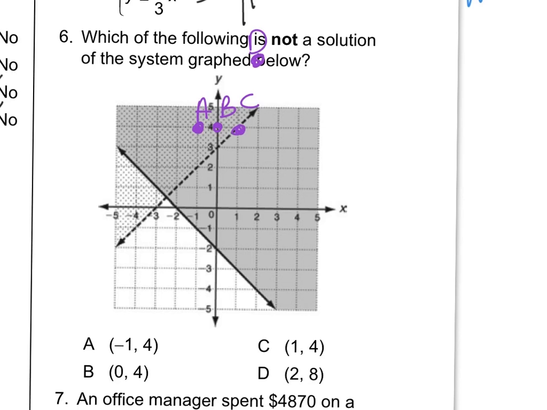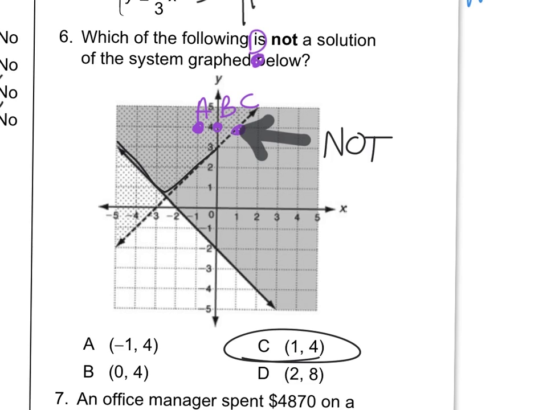We can assume that D, though, looks like it's going to fall in this double shaded area at the top here. So the question is, between A, B, C, and D, which one is not a solution? And C, right here, is my non-solution because it's on the dashed line. So C is not a solution because it's on the dashed line.